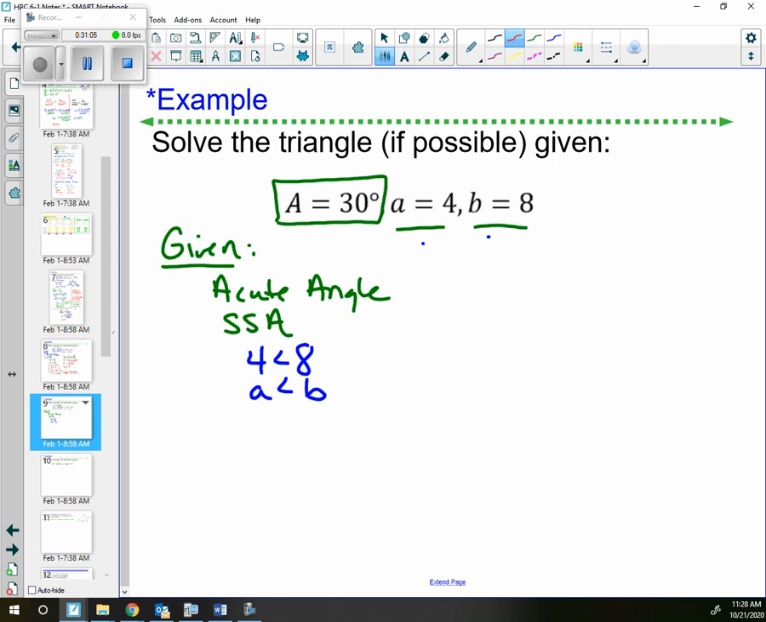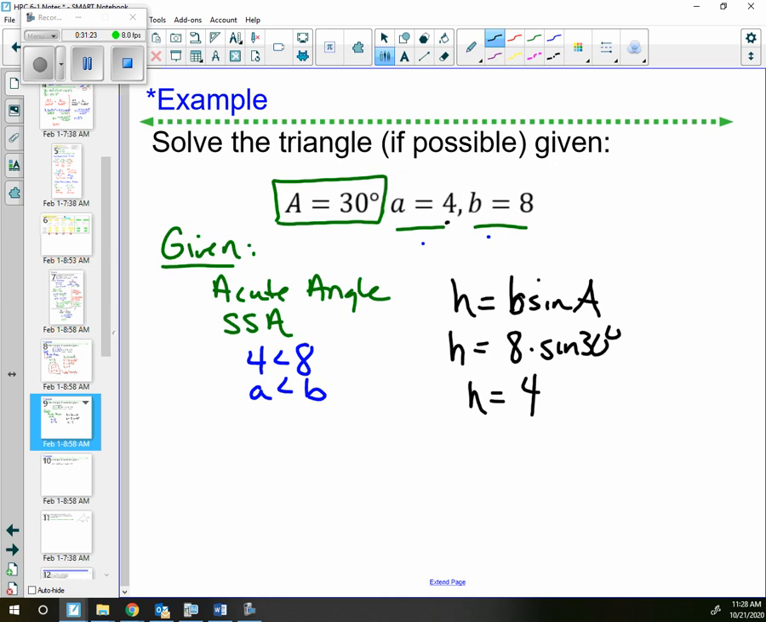Now, if you remember from the last one, this is basically the same thing. I just changed the 4. So let's calculate the height. So that's B times the sine of A. So that's 8 times the sine of 30 degrees. So the height is 4. So we knew that from the last one.